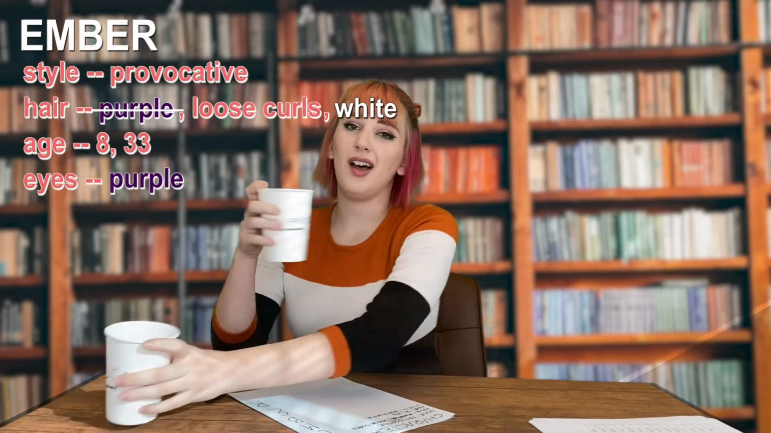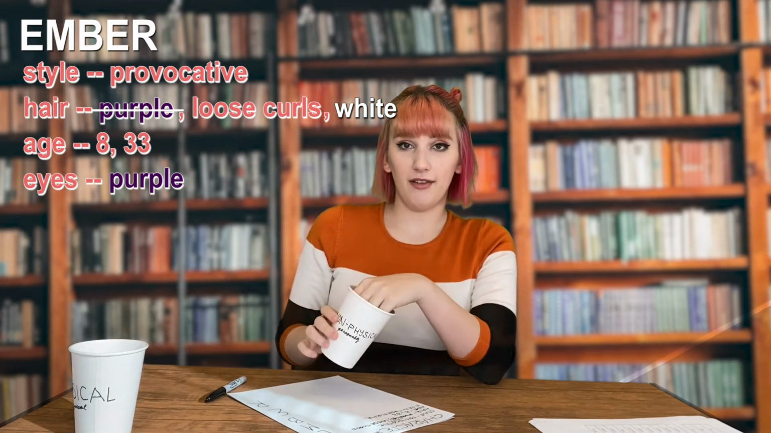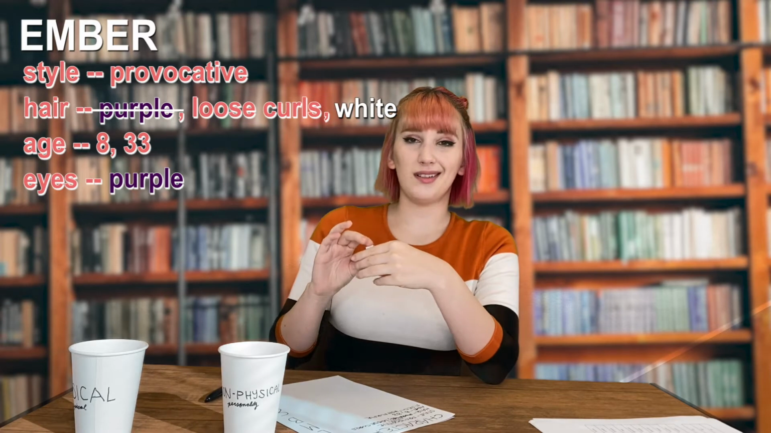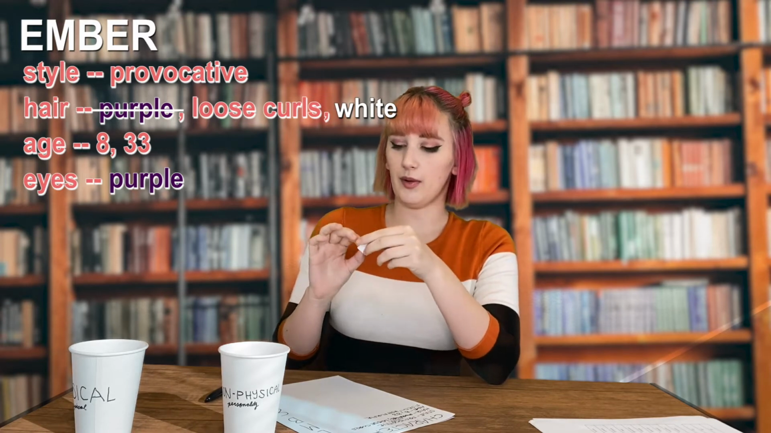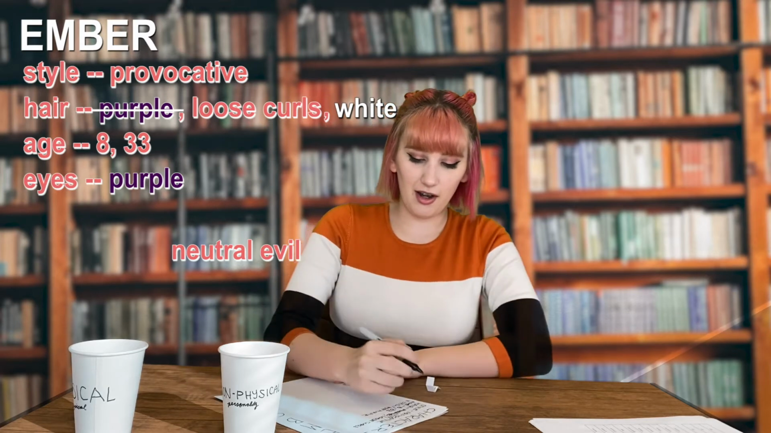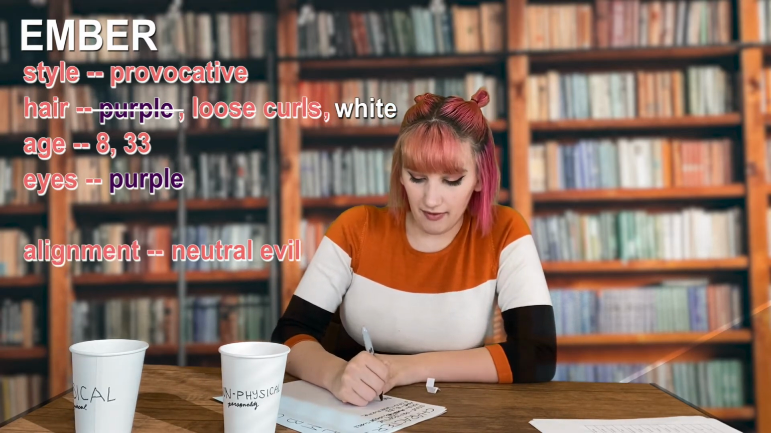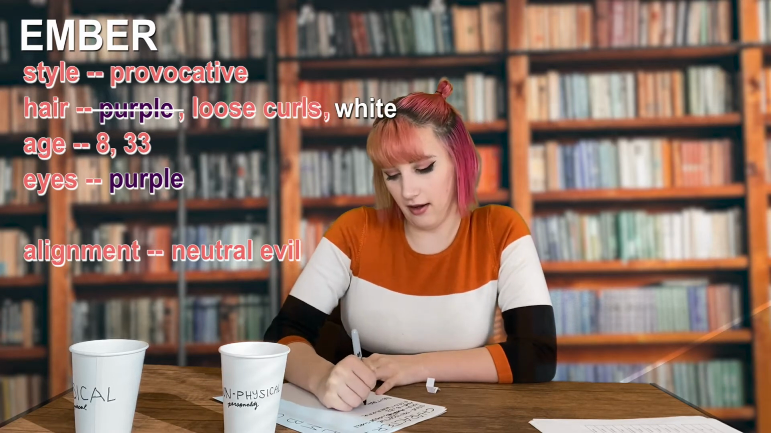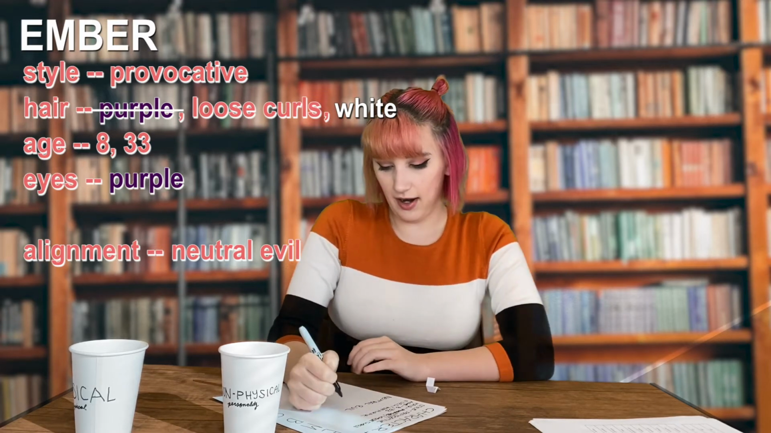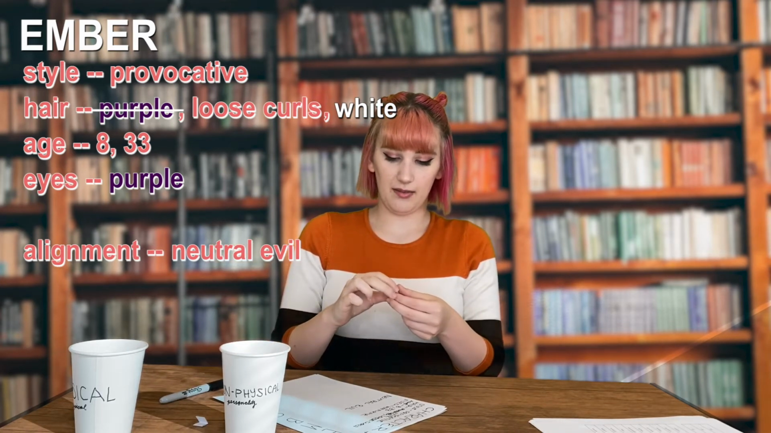I'm gonna go ahead and draw like 3 more papers, but this time I'm gonna pull from the non-physical. So this is gonna give me personality traits and things like that to work with. Ooh, okay, so we have neutral evil. This is gonna put her on the alignment chart, and this means she's probably gonna be one of my villains. So I love villains. I'm very excited.